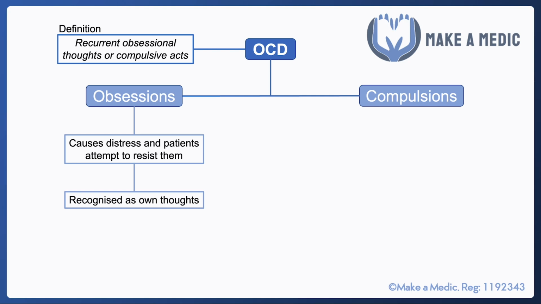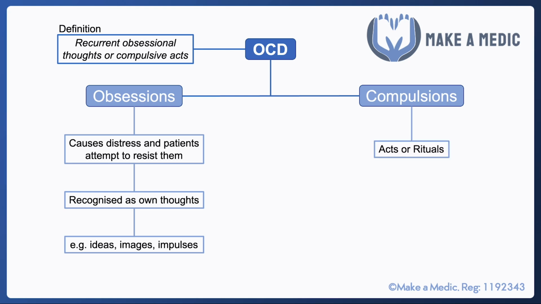So the thoughts are recognized as their own, so the thoughts are not necessarily wanted, and they're quite irritating thoughts that really do occupy quite a lot of mental attention. However, they are recognized as their own thoughts, which makes it different from psychotic states. The obsessions can come in many different forms: they could just be ideas, could also be certain mental images that pop up in your head, and it could be certain unpleasant impulses as well.